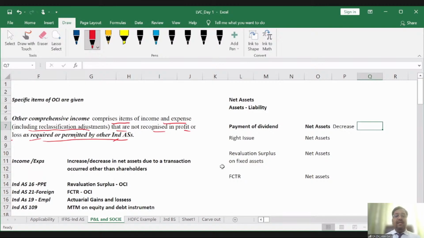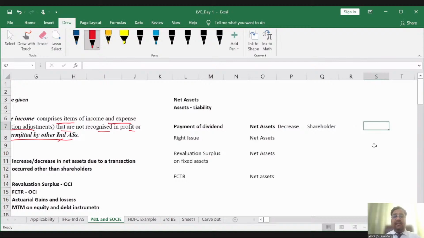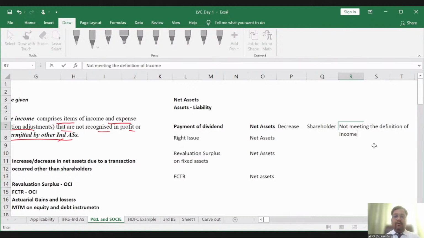Whether this transaction is with the shareholder or other than the shareholder: this transaction is with the shareholder. The dividend will be given to the shareholder. Whether it is meeting the definition of income or expense, the answer is no, not meeting the definition of income or expense.